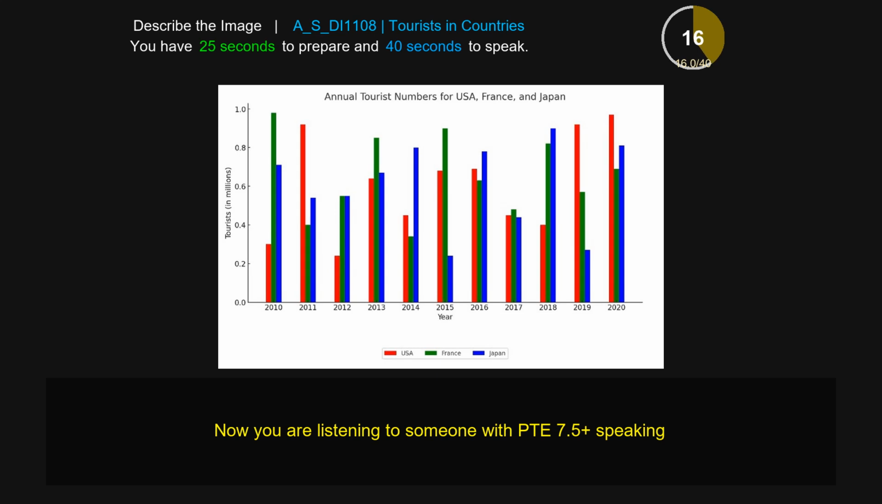Years, which is 2010 to 2020, and tourists in millions, which is 0.0 to 1.0. The highest, which is France, 1.0 in 2010, and the lowest, which is Japan, in 2015, 0.2. Overall, the picture is informative.